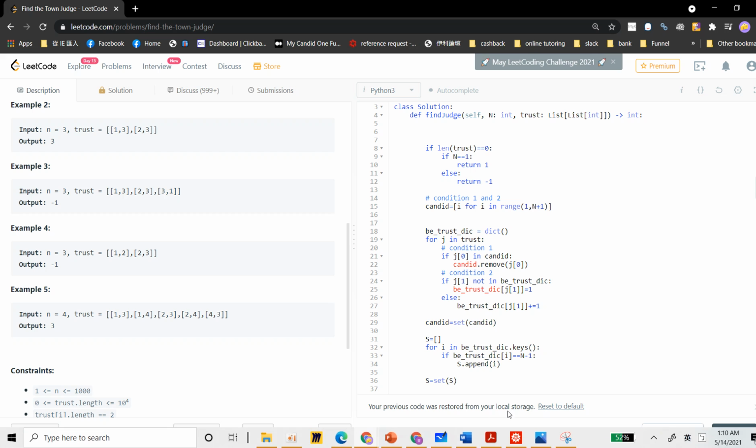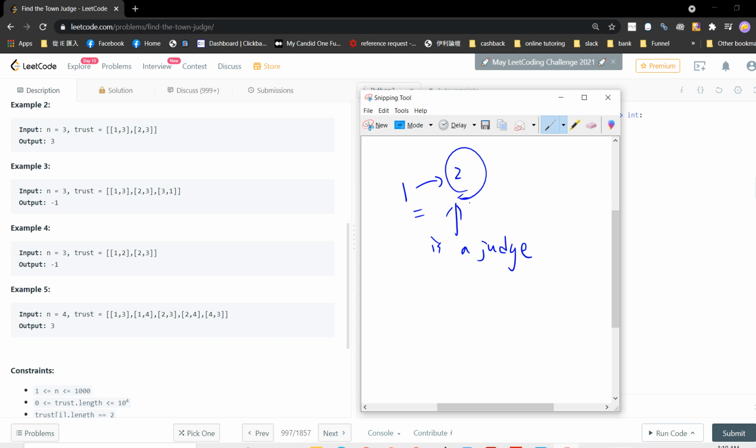Let's see the next one, where n equals 3. It is basically 1 trusts 3, 2 trusts 3, and 3 trusts 1. The problem is that there's no such person who does not trust anyone but is trusted by everyone. This is very hard to pronounce. So the answer is -1.